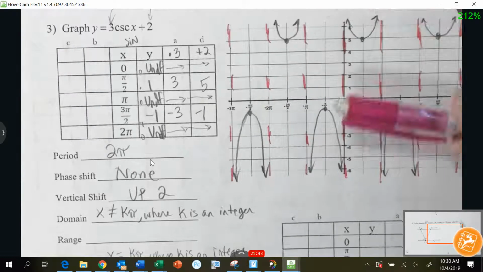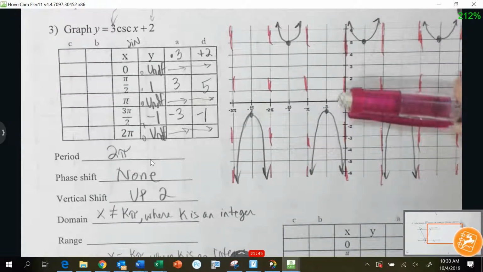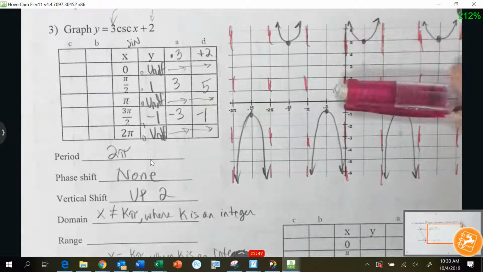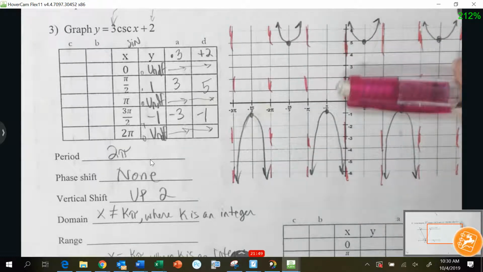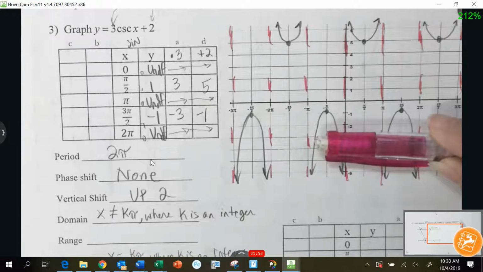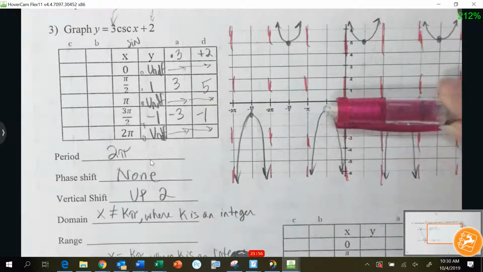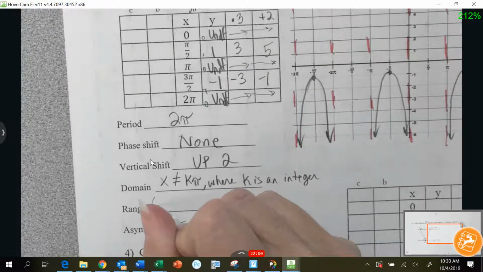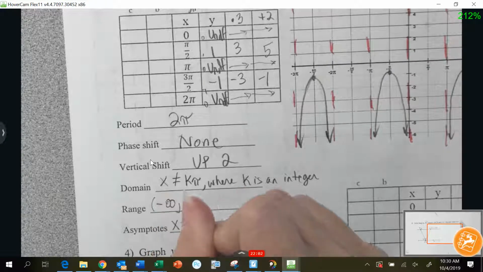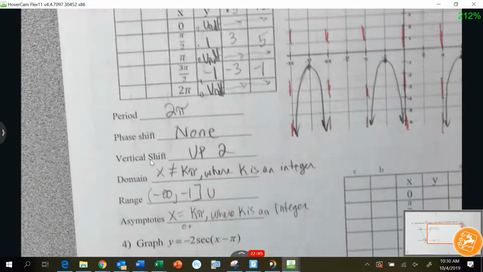Well, yes and no. We go all the way down, we go all the way up, but we don't go through every single number. We skip something. So we're going to have 2 separate pieces for the range. The first piece is going to start at negative infinity and stop at negative 1. So we'll say parenthesis, negative infinity, comma, negative 1, bracket, union.